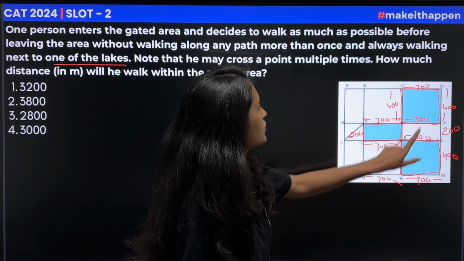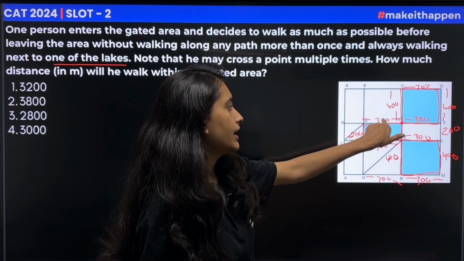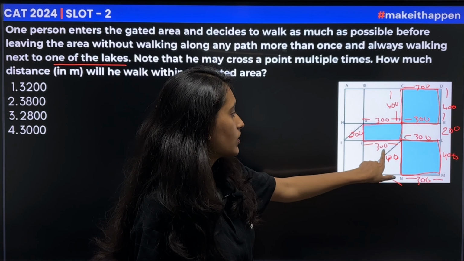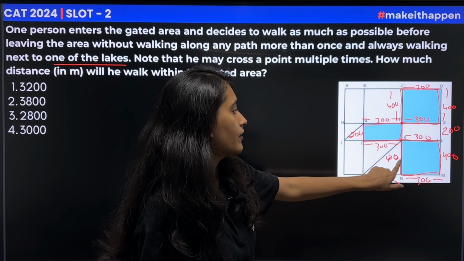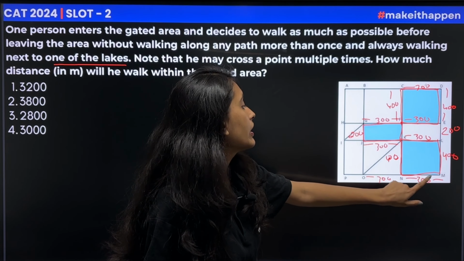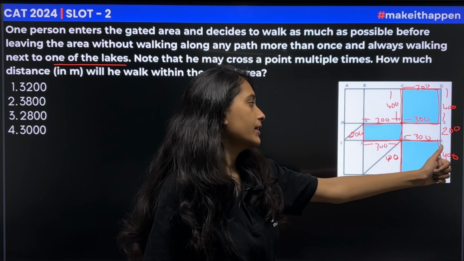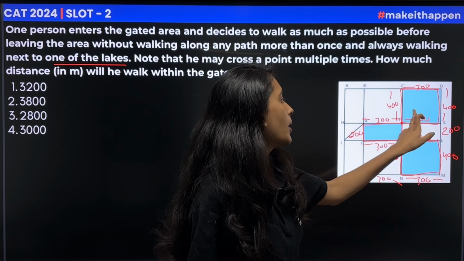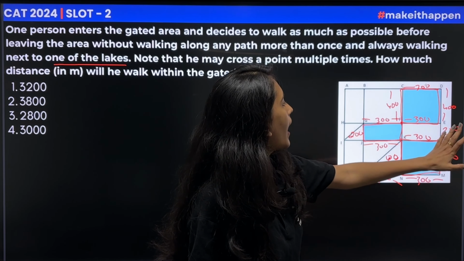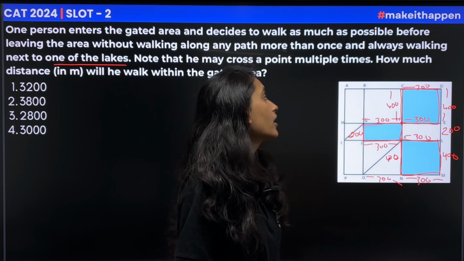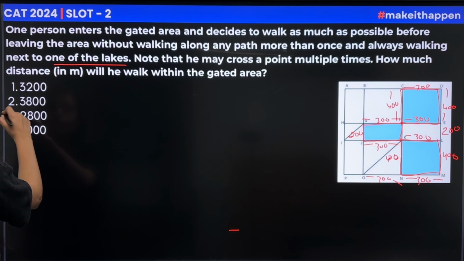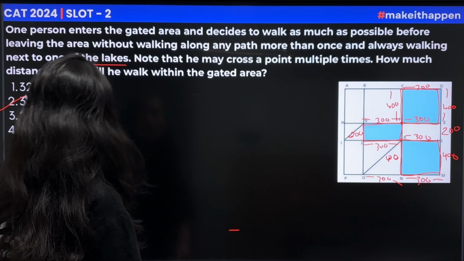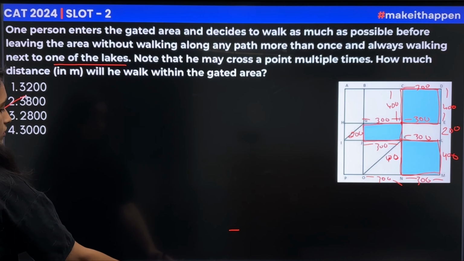So 300 plus 400, 700, 700 plus 300, 1000 plus 200, 1200 plus 300, 1500 plus 400, 1900 plus 300, 2200 plus 400, 2600 plus 600, 3200 and plus 600, 3800. Option 2. I hope this is clear to you. Now, let's move to the next question.